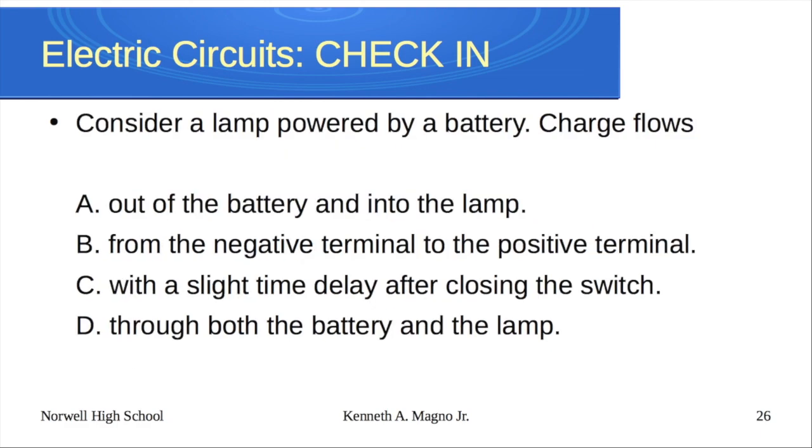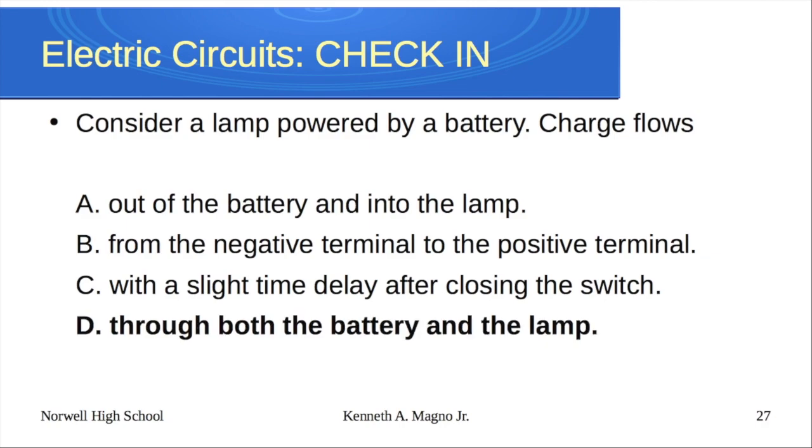So now if we consider a lamp powered by the battery, the charge flows out of the battery and into the lamp from the negative terminal to the positive terminal, with a slight time delay after you close the switch, or through both the battery and the lamp. And it actually flows through both because it chemically has to. In that battery reaction, there's a flow of the current, of the electrons, in the battery.